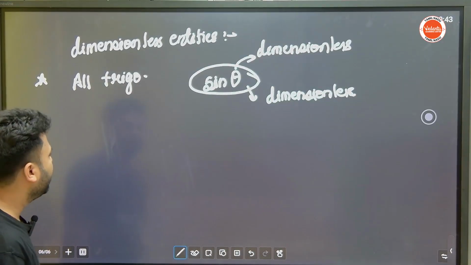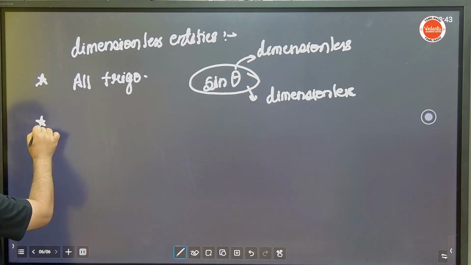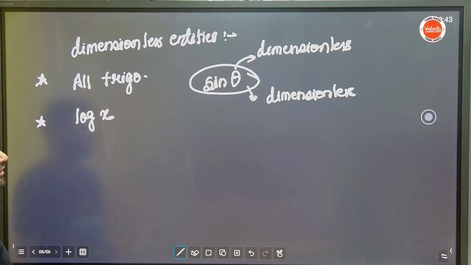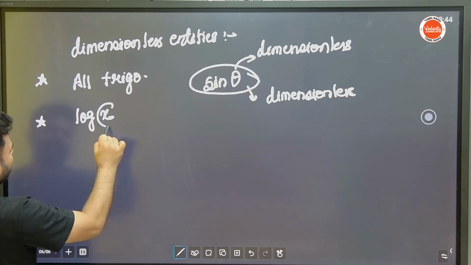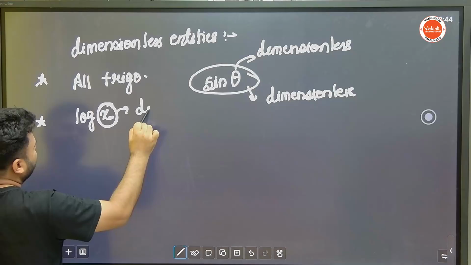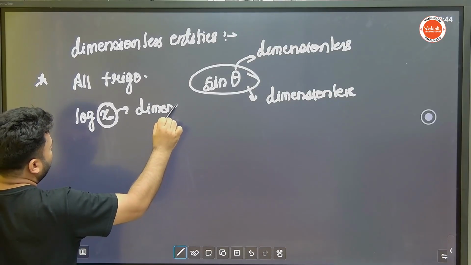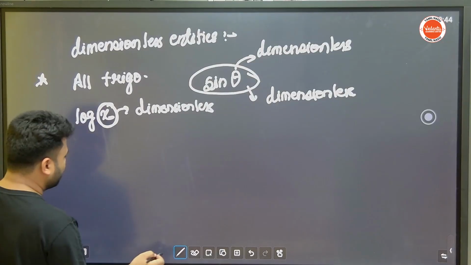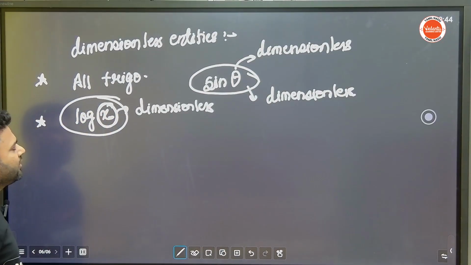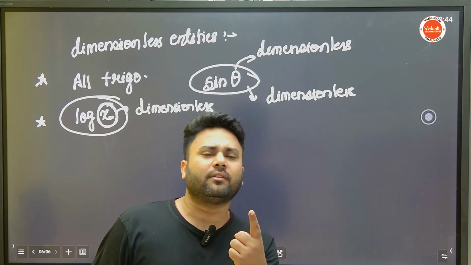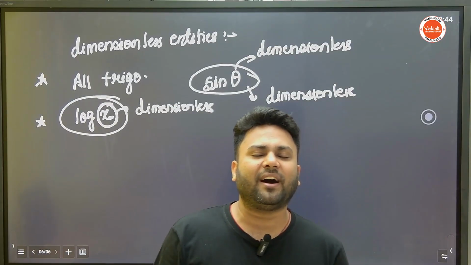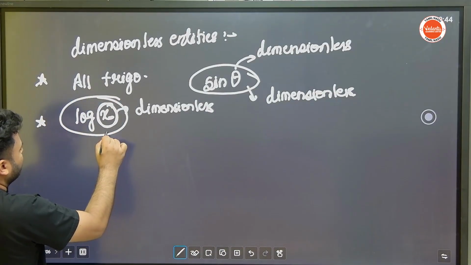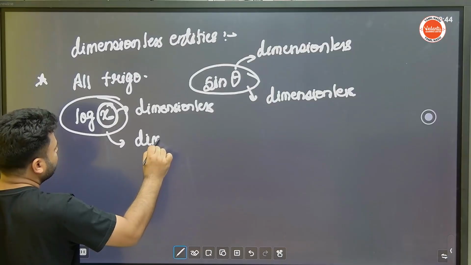Correct. Similarly, log of x. So this x is also dimensionless. And whatever we will get after solving the entire log of x, like log of 10, value is 1. So this is a number, na? It does not have mass, it does not have length, it does not have time. So log of x complete will also be dimensionless.